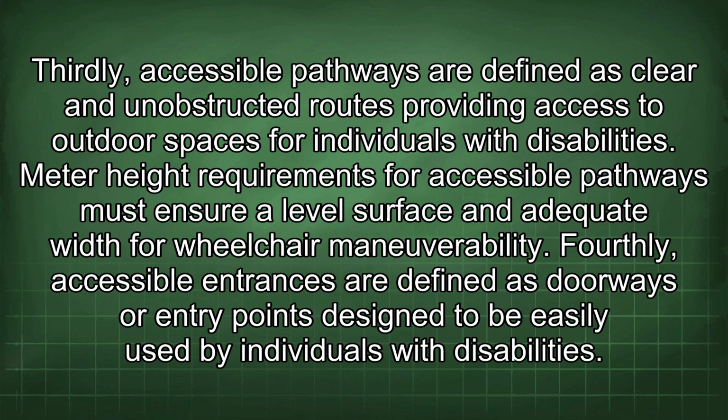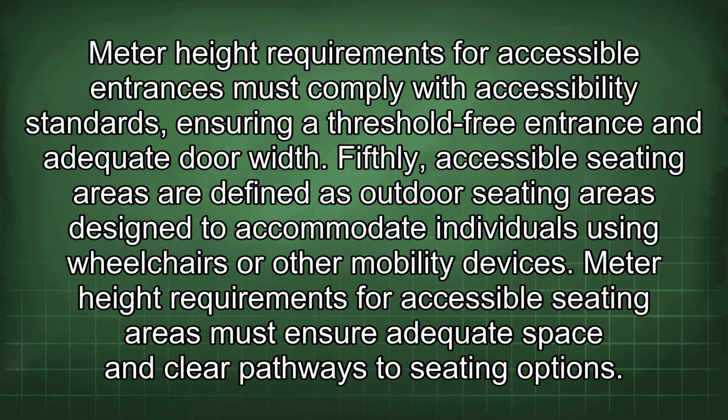Thirdly, accessible pathways are defined as clear and unobstructed routes providing access to outdoor spaces for individuals with disabilities. Meter height requirements for accessible pathways must ensure a level surface and adequate width for wheelchair maneuverability. Fourthly, accessible entrances are defined as doorways or entry points designed to be easily used by individuals with disabilities. Meter height requirements for accessible entrances must comply with accessibility standards, ensuring a threshold-free entrance and adequate door width.